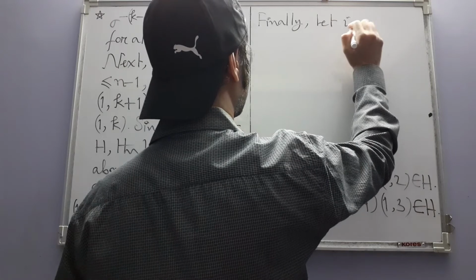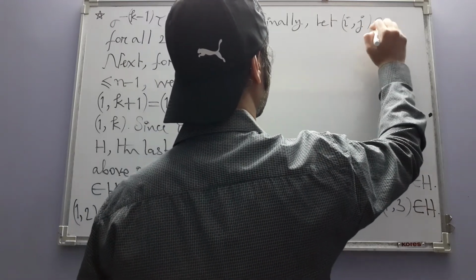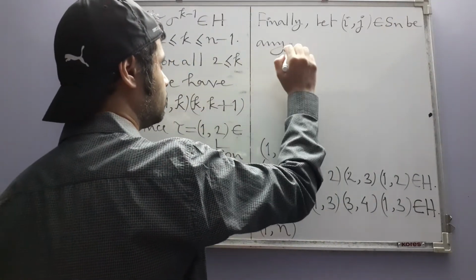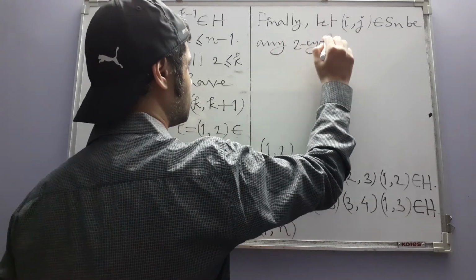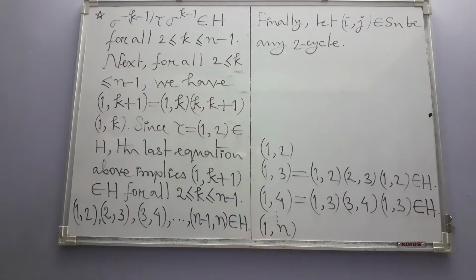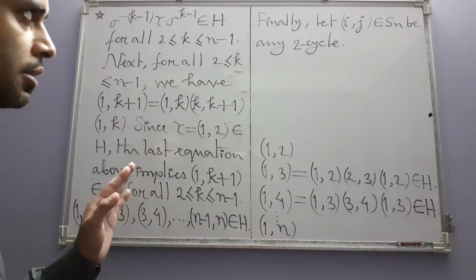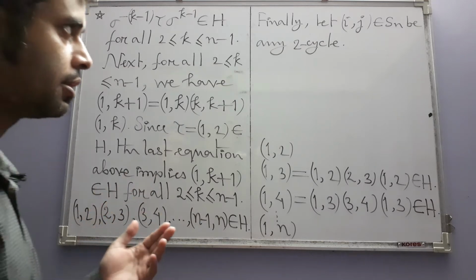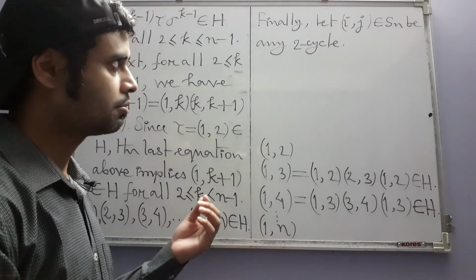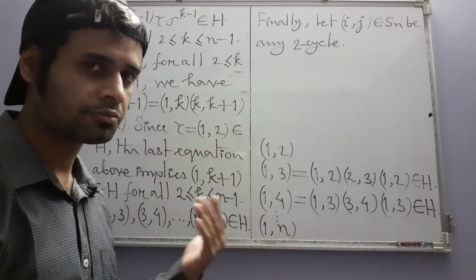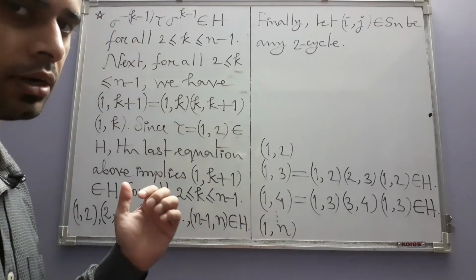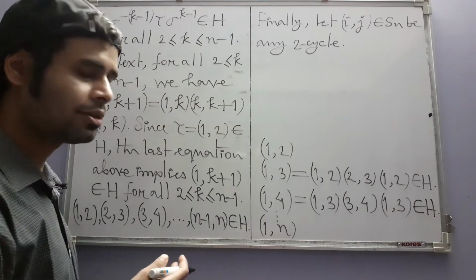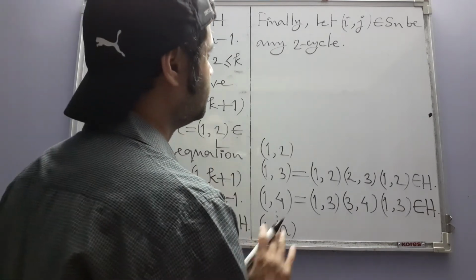And finally, let (i, j) belonging to S_n be any 2 cycle. Okay, it's necessary to mention that (i, j) is in S_n, because otherwise if we are just simply saying the 2 cycle (i, j), then we won't know whether the symbols i and j are from that set of the first n natural numbers or not. If you just simply say a 2 cycle, that may involve any symbols.